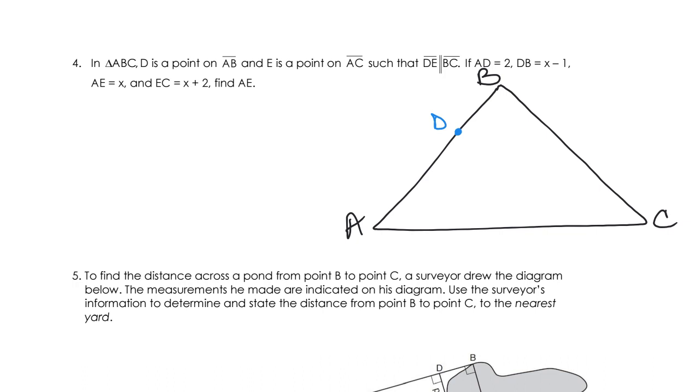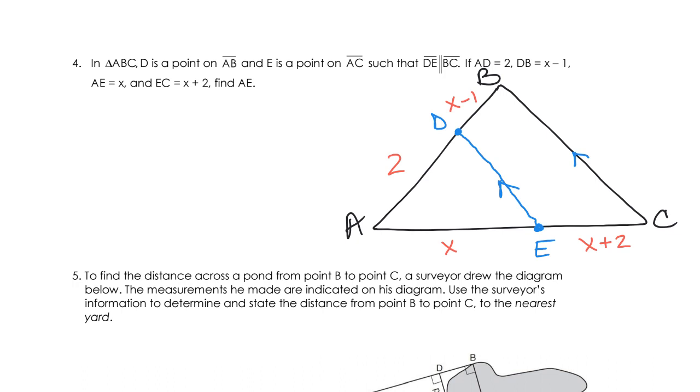So I'm trying to envision my parallel line here. I'm going to go ahead and say that it's going to look something like that, maybe. And so I'm going to go ahead and drop my E right here so that it's on AC, so that this line here, DE, looks parallel to BC. And it says that AD is 2, and that DB is x minus 1, and that AE is x, and that EC is x plus 2.